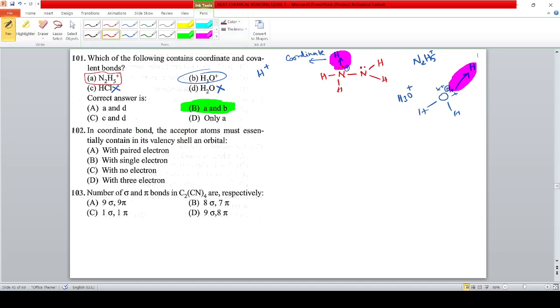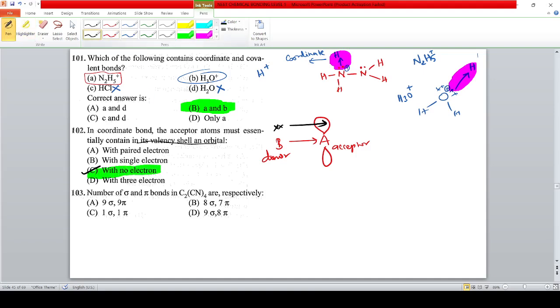Next question, 102. In a coordinate bond, B is the donor atom and A is the acceptor atom. The acceptor atom must essentially contain an empty orbital to accept a pair of electrons given from the donor. So it should contain in its valence shell an orbital with no electron. An empty orbital should be there.